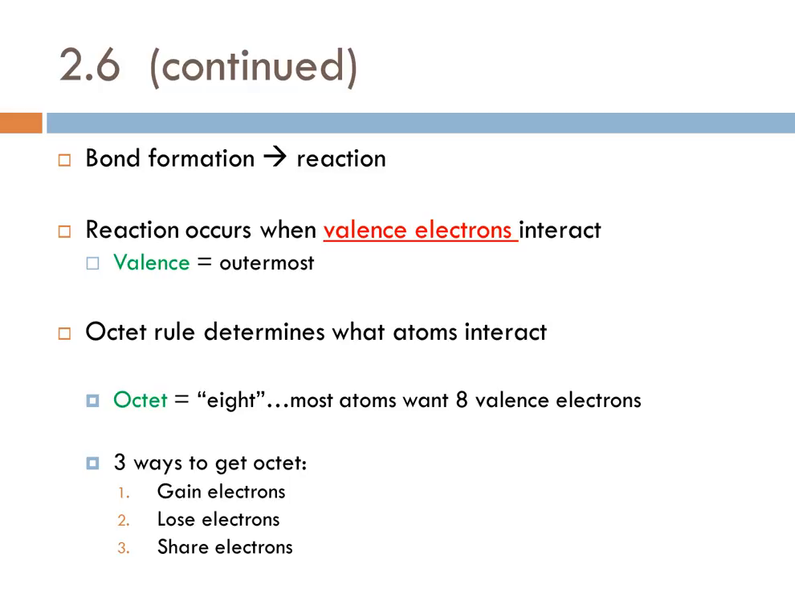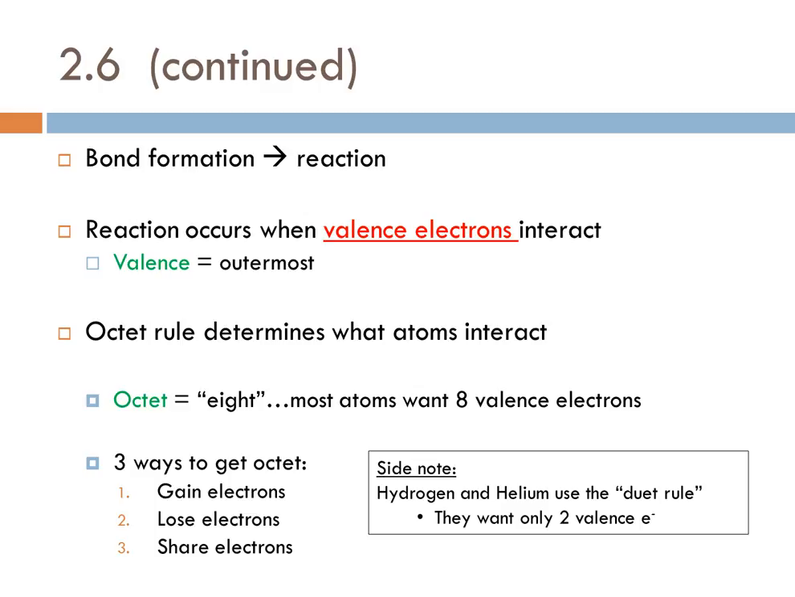The 3 ways it can get to octet, octet is another way of saying 8, is it can gain electrons, so that means it's going to steal them from other things. It can lose electrons and just give them away. Or it can share electrons. So sometimes you will have custody of these electrons, and sometimes I'll have custody of electrons. And that's what that last one is. And based off of what it chooses, they're going to be called different types of bonds.